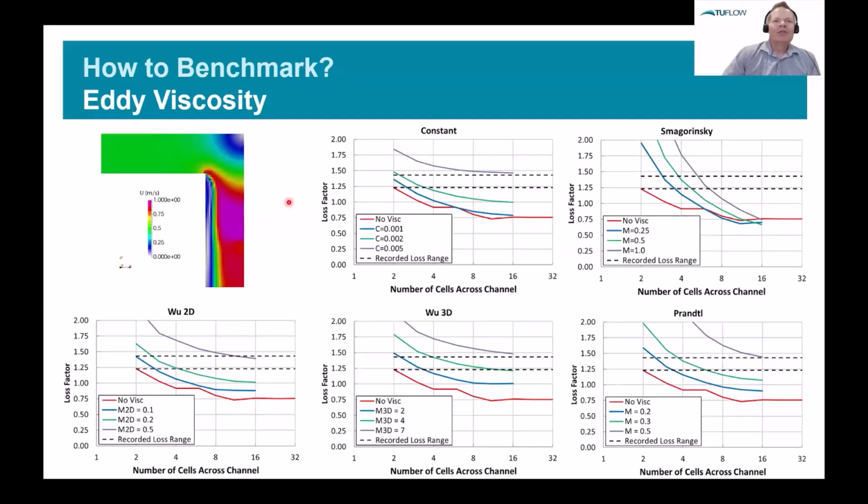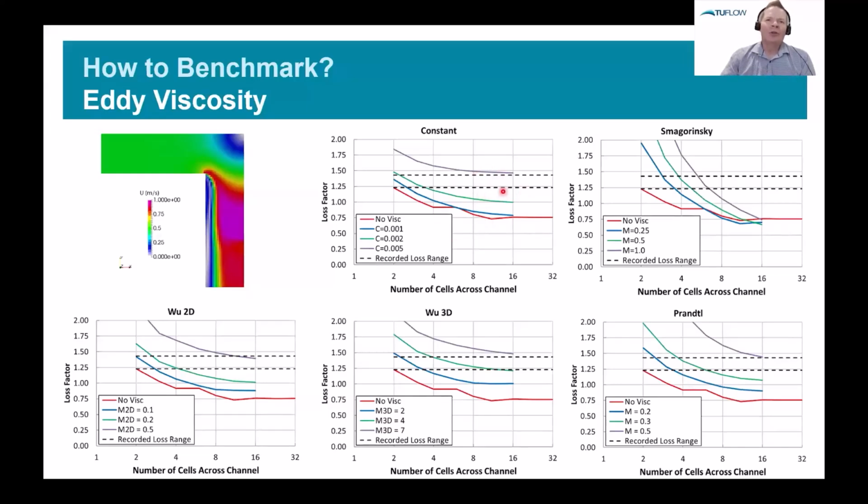So what I've done is I've set that up in TUFLOW HPC. I've determined the loss factor around the bend, and I've run that model for 2 cells across the channel, 3 cells, 4 cells, 6 cells, 8, 9, or 11, and 16 cells, all the way up to 32 cells. And we had a look at the predicted loss factor as a function of the number of cells. So this is a cell size convergence test.